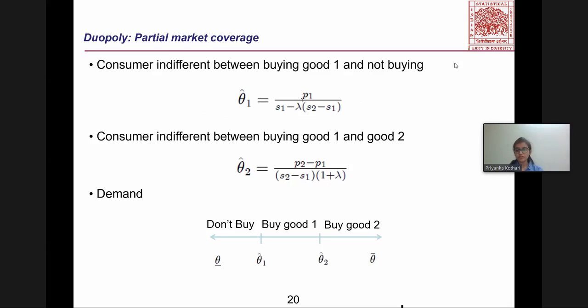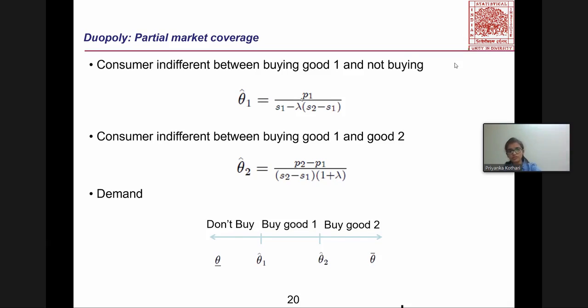So then we ask a question: if we allow for partial market coverage, that is, the firms need not worry about losing some consumers, can we get the same results? So we allow for partial market coverage. Partial market coverage is very simple. Everything is exactly the same. It's just that we allow the consumers an option not to buy the product if it is not feasible for them. So there will be two indifferent consumers.